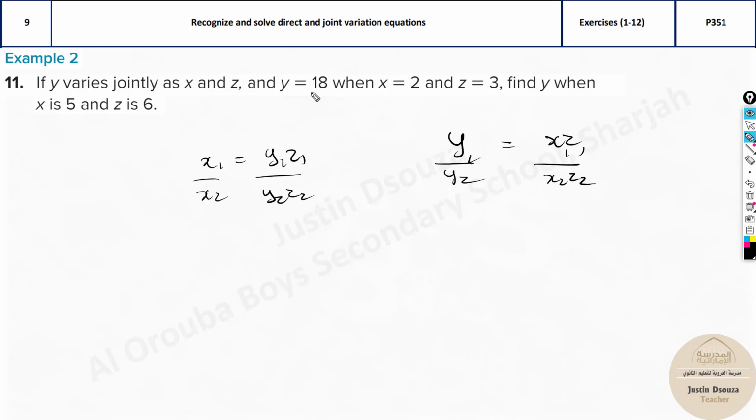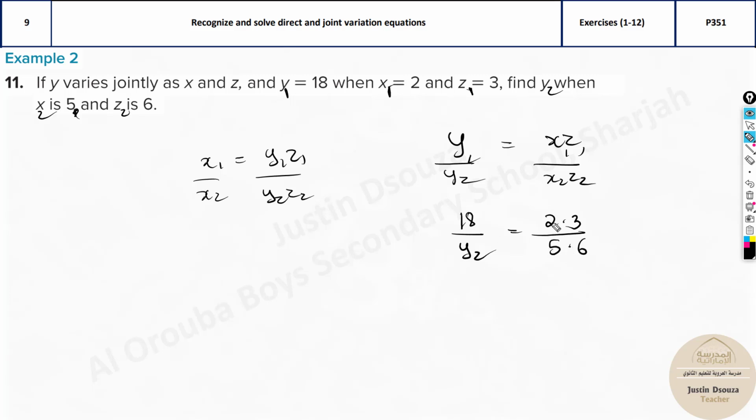Now substitute the values. What is y1? Y1 is given as 18 divided by y2, which is unknown, right? See, this is 1, 1, 1. This is a group. We need to find y2 when x2 is so much and so much. So what is y2? It's unknown. That is what we need to solve. What is x1? x1 is 2 times z1, which is 3, divided by x2 is 5 times 6.